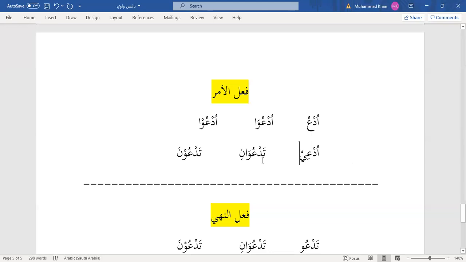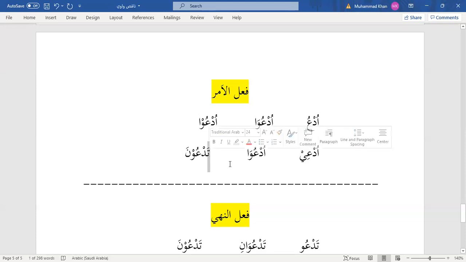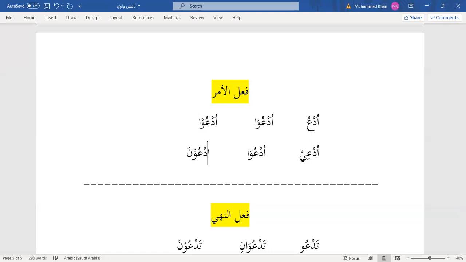Okay, then the dual, if we have ud'u here, the dual will be the same here. Noon gets dropped, and then we also drop alamat al-mudari. We put Hamzat al-Wasl, and then we put dhamma. And for the feminine, we know that the ending does not change. However, alamat al-mudari will be dropped, and then we have to put Hamzat al-Wasl with dhamma, so it will be ud'una. So ud'u, ud'uwa, ud'u, ud'i, ud'uwa, ud'una. So this is your fi'l al-amr.